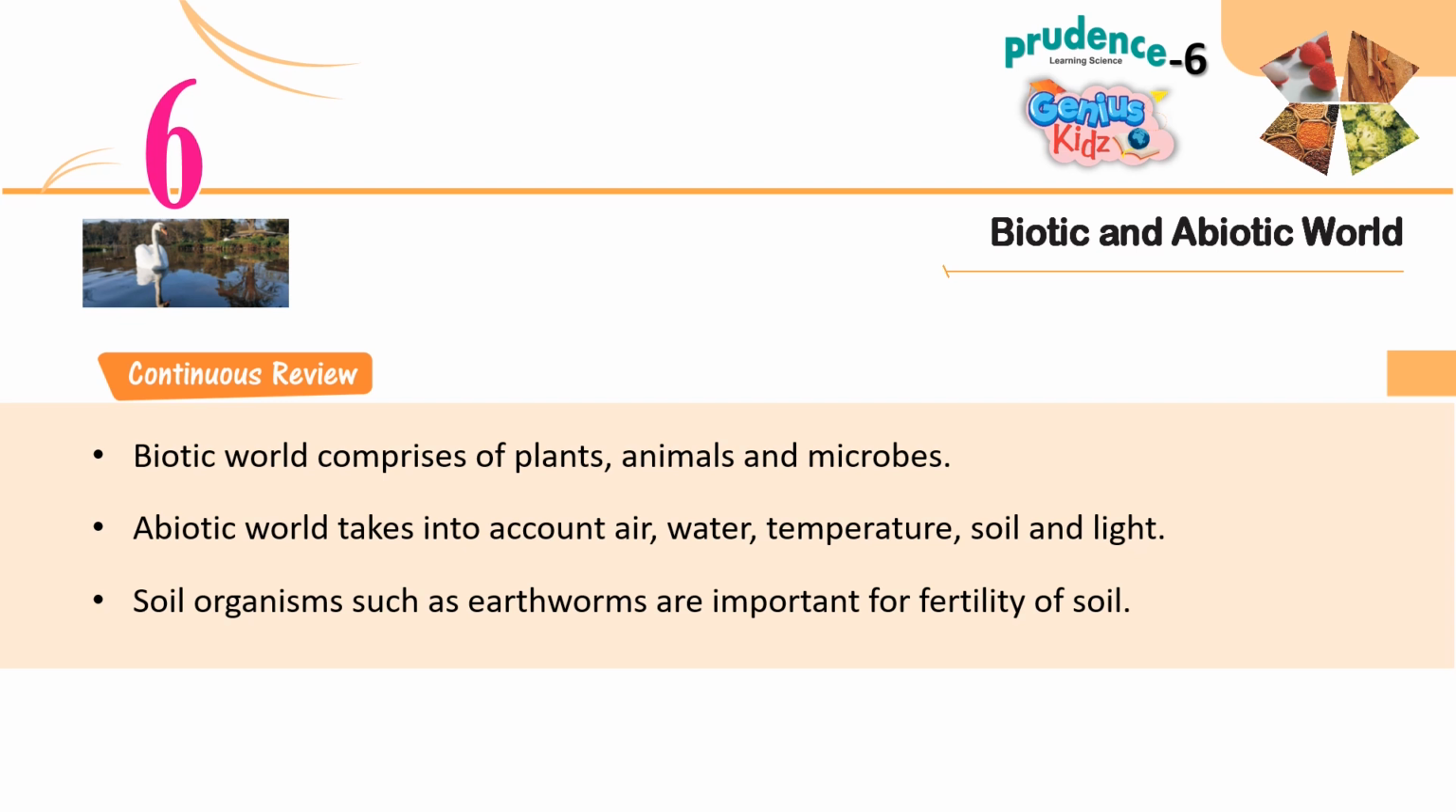Continuous review. Biotic world comprises plants, animals, and microbes. Abiotic world takes into account air, water, temperature, soil, and light. Soil organisms such as earthworms are important for fertility of soil.